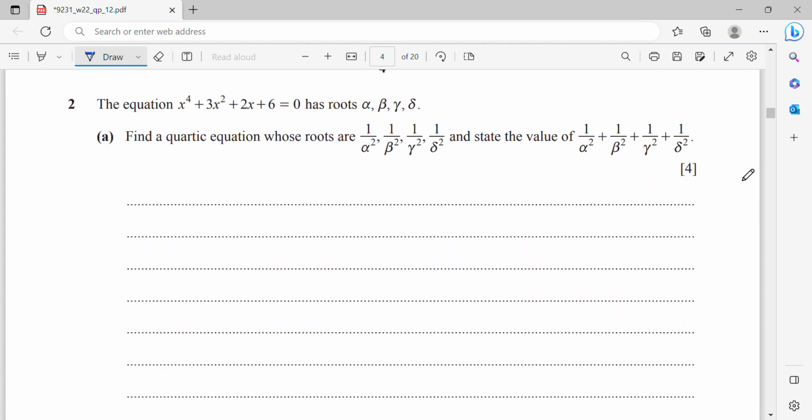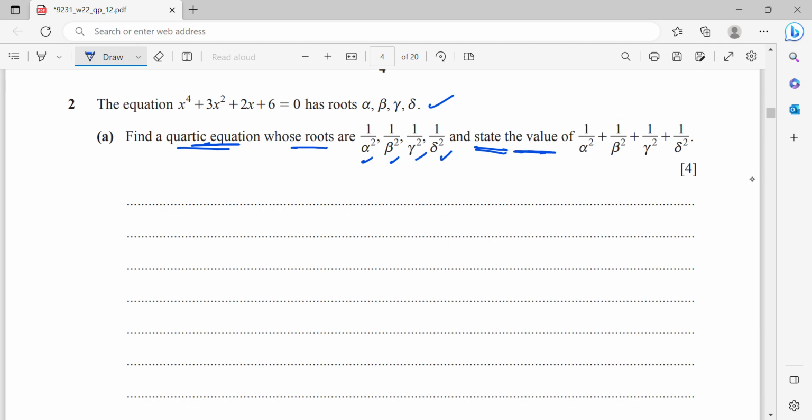Now, the equation x degree 4 plus 3x squared plus 2x plus 6 equals 0 has roots alpha, beta, gamma, delta. So find a quartic equation whose roots are 1 over alpha squared, 1 over beta squared, 1 over gamma squared, and 1 over delta squared, and state the value of the sum. Right, so here we have to solve two parts. The first is the equation. The second is to state the value of the sum of the roots.